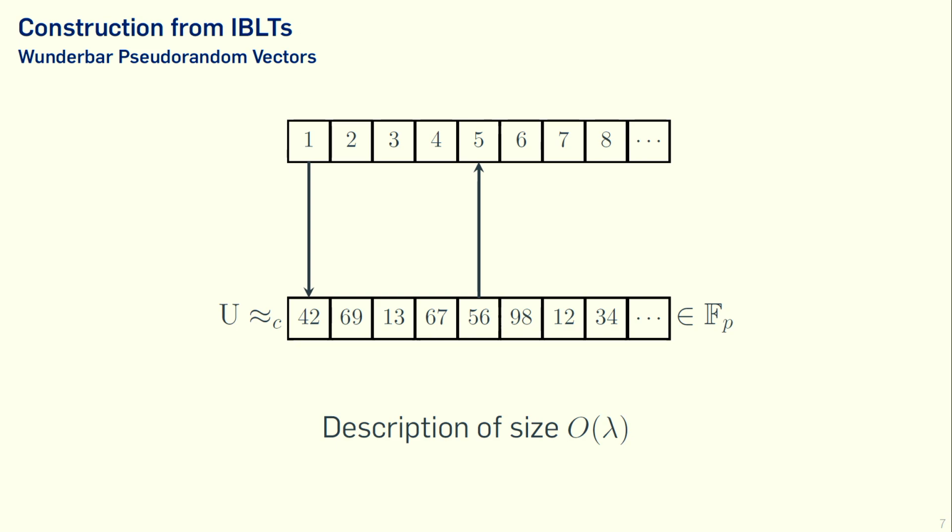So how would we want to instantiate this? Well, if we ignore a bunch of details, this is essentially just a PRP. Basically, the PRP is described by a short key of size, for example, security parameter many bits, and going from the index to the pseudorandom value is just applying the PRP, and going back is just inverting the PRP. So that works fine. So how does this help?